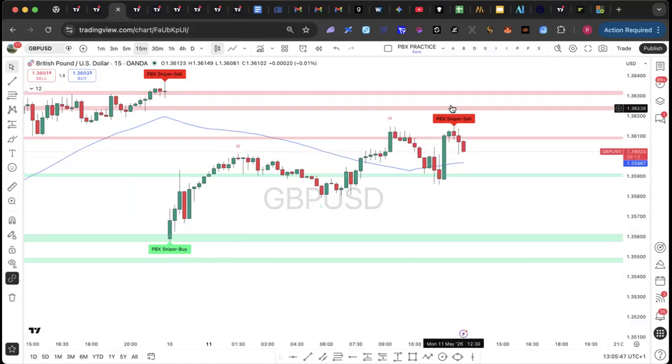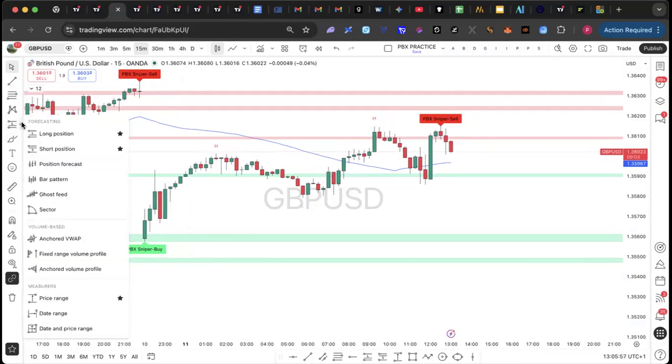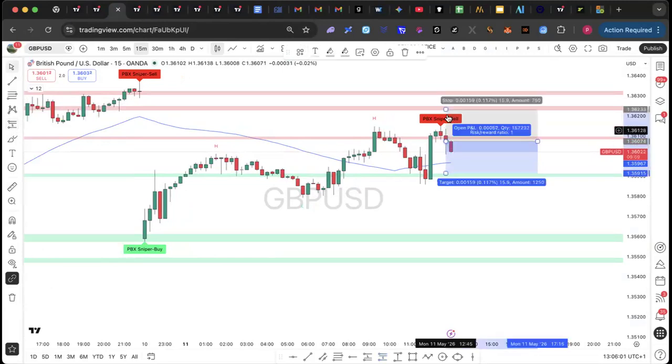Should be above my resistance. Then my take profit should be 1:2. So that means if we had entered here, our stop loss is supposed to be here, right?